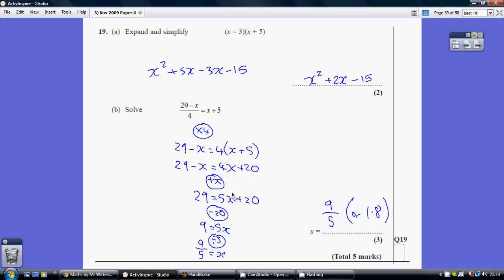So all our x's are now on the right, so we need to get all our normal numbers on the left. So how do we undo a plussing of 20? We take away 20 from both sides. 29 take away 20 is 9, equaling the 5x. How do we undo this timesing by 5? We divide by 5. Now be careful, it is 9 divided by 5, 9 over 5. That's perfectly alright as a final solution. But if you want to do it as a decimal, 9 divided by 5 is 1.8.